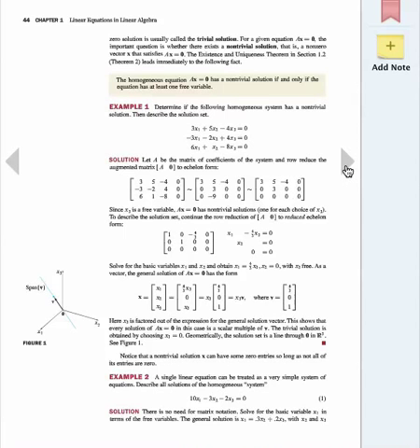And example 2 is another good, sorry, my cat is being loud.